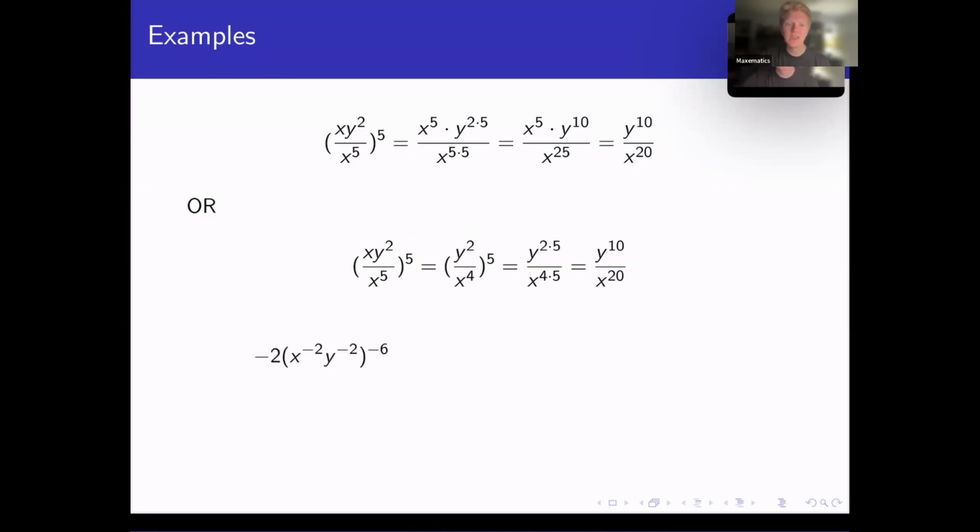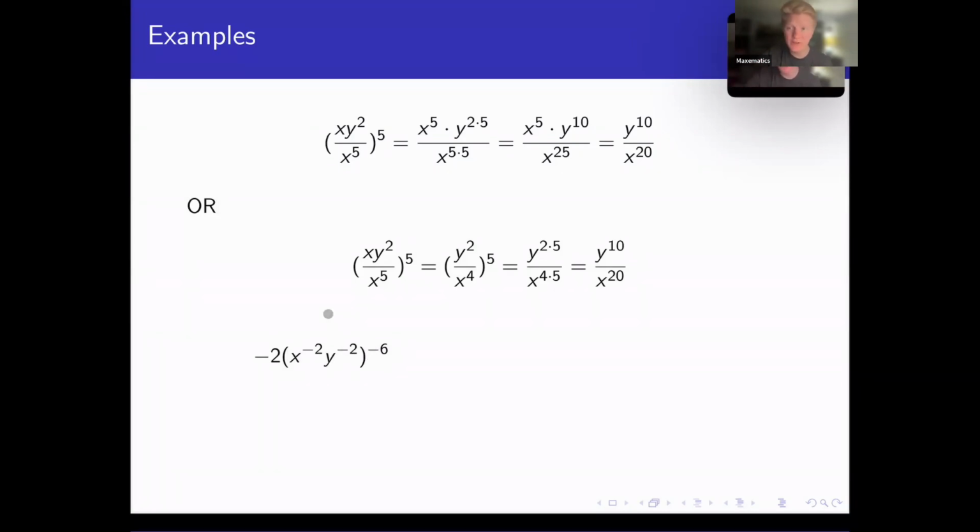Negative 2 times x to the negative 2, y to the negative 2, to the negative 6. The only thing being raised to the negative 6 power is x to the negative 2, y to the negative 2. So what you might want to do is say negative exponent, drop it down, and then you'll have a negative 6, and then you have to flip it again. There's no right way of doing it for every problem. Some problems you might want to do flipping these negative exponents and then flipping it again with this negative 1.